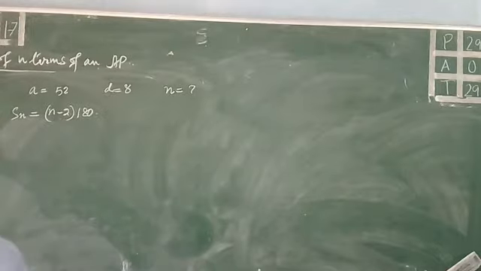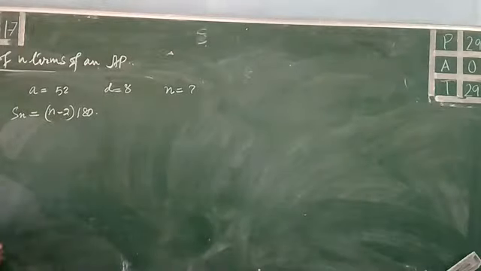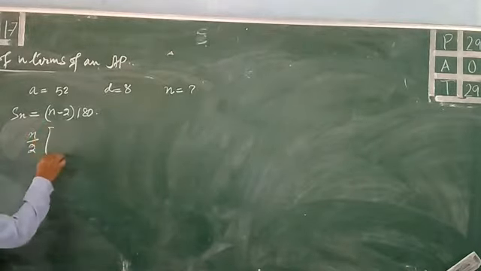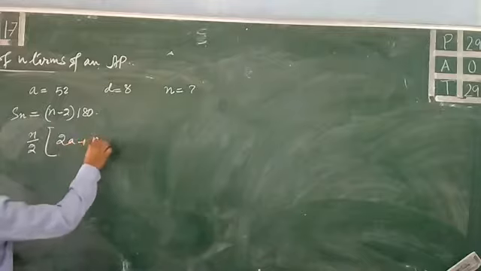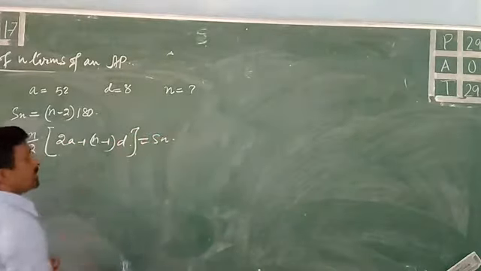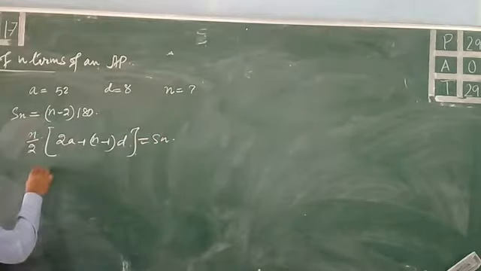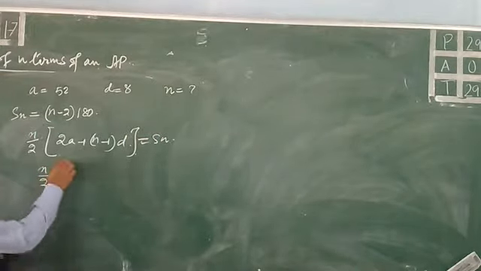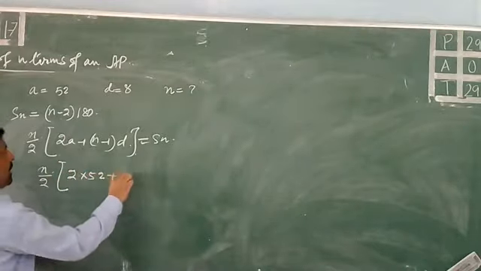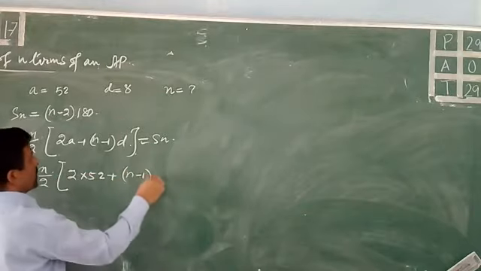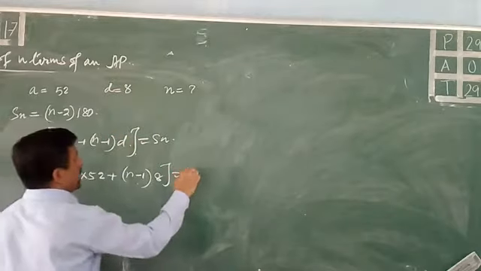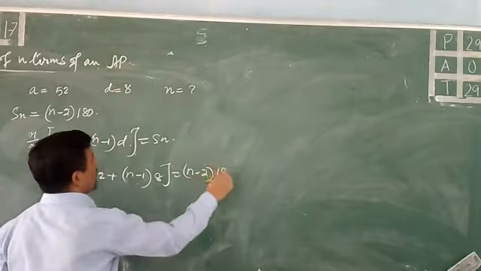So we are going to begin this question using formula number 1. n over 2 into (2a plus (n minus 1) into d) is equal to Sn. Is it okay? We don't know n, so let it be as it is. n over 2 into (the first angle 52 plus (n minus 1), and the common difference is 8) is equal to Sn, which is (n minus 2) into 180.